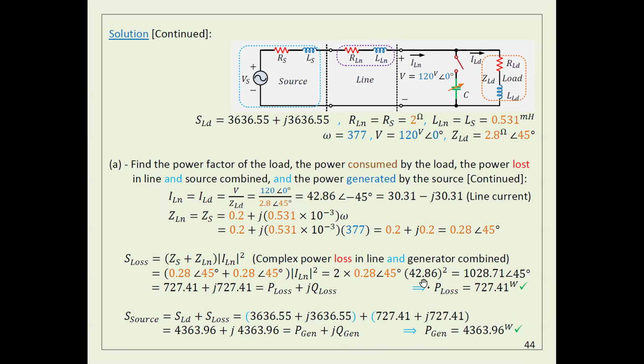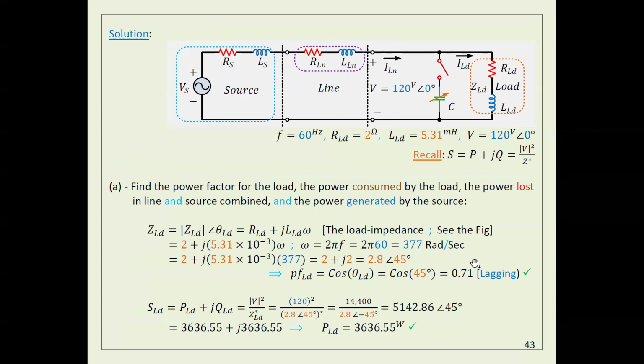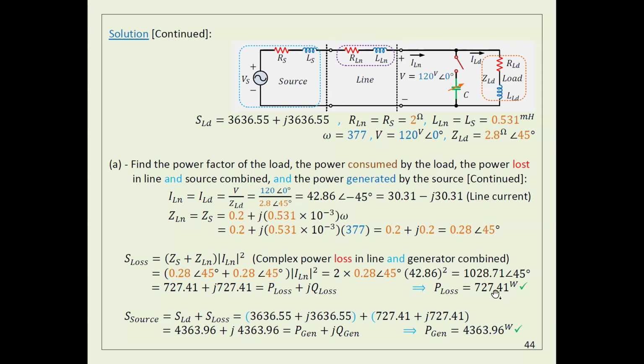Okay, guys, I will summarize everything. For now, when the power factor was 0.71, this is the result I got. This is the amount of power consumed by the load. This is the amount of power lost, and this is the amount of power the generator generated. I will repeat the same problem again after I correct the load. That's what I want to say. That is the purpose of this example.